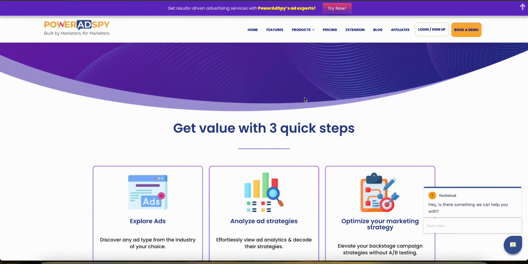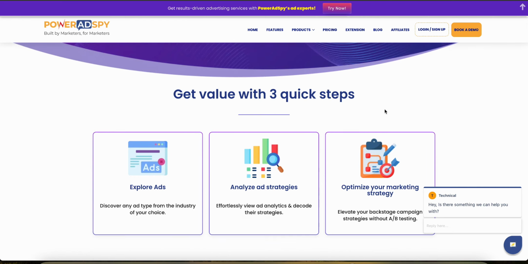While PowerAdSpy is not directly focused on product discovery, it offers an indirect method through the analysis of successful advertising campaigns. By identifying which products are frequently advertised and performing well in various markets, users can get insights into trending products and potential niche opportunities.